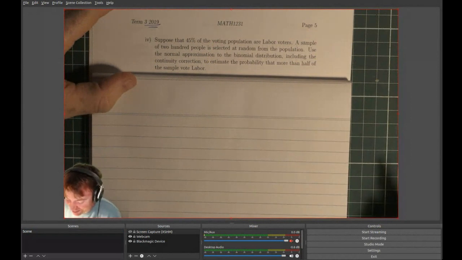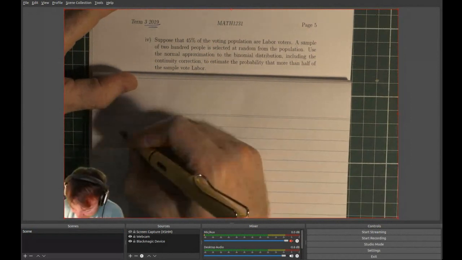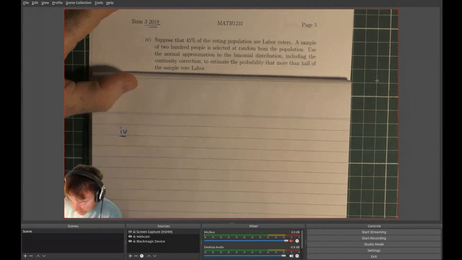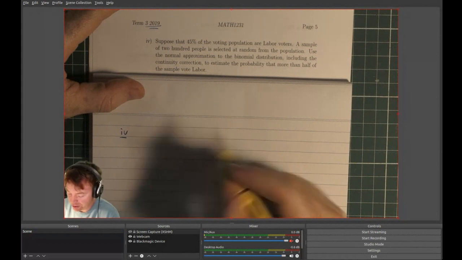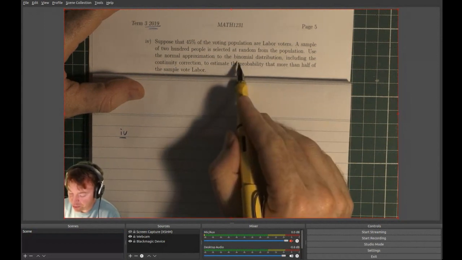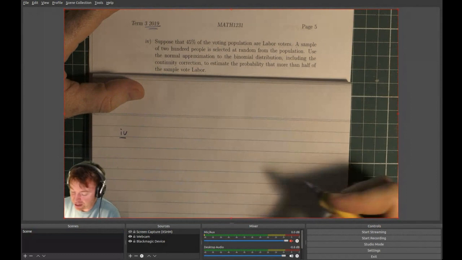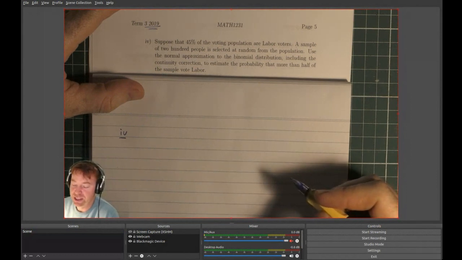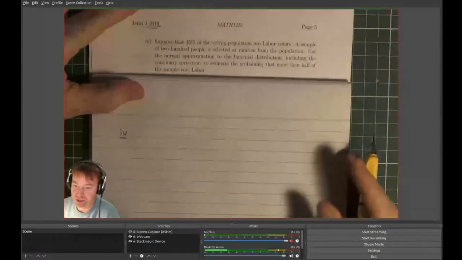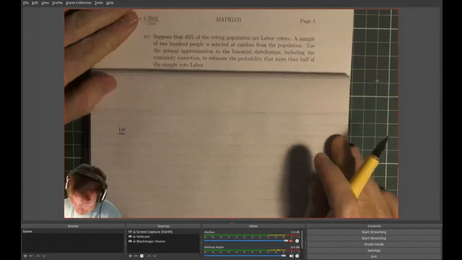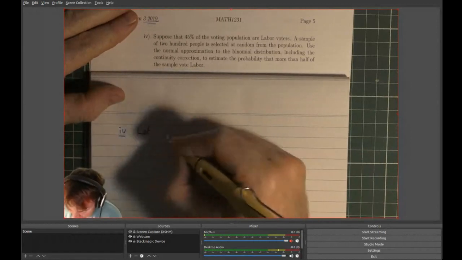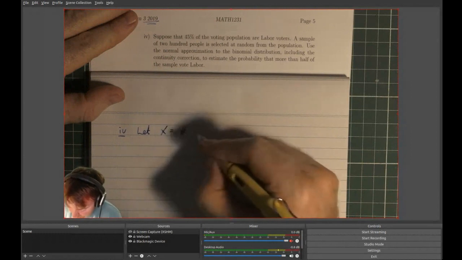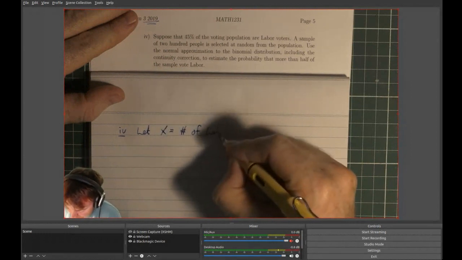All right. Okay, what's going on here? Question 1B. So what we're going to do here is take a binomial random variable and formulate a question using our binomial random variable, and then answer that question with the normal approximation to it. Okay, so let X be equal to the number of Labour voters.